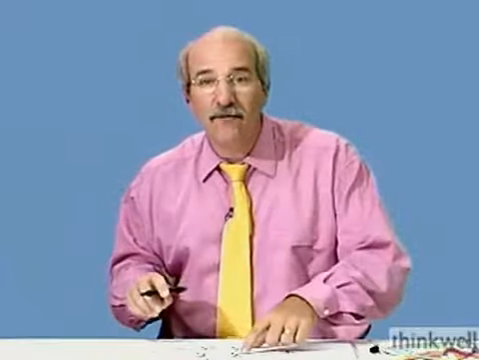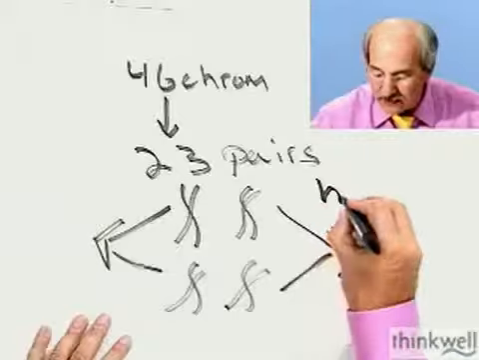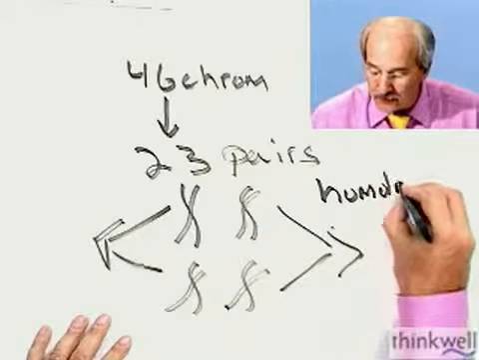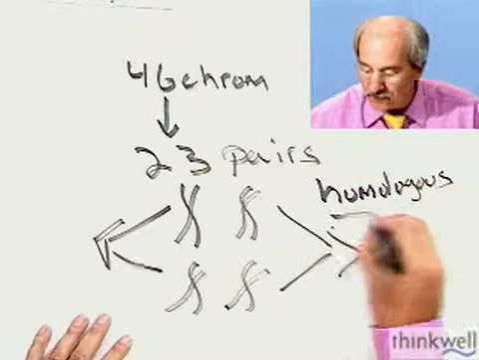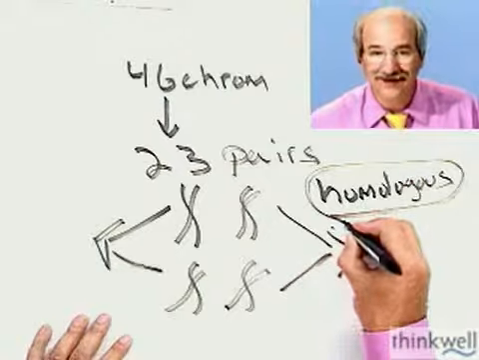But guess what? This is sex. And if this is an egg, what is the male going to carry? Yes, the other members of the pair. We call those homologous chromosomes. And homologous chromosomes are the secret to the proper running of meiosis.